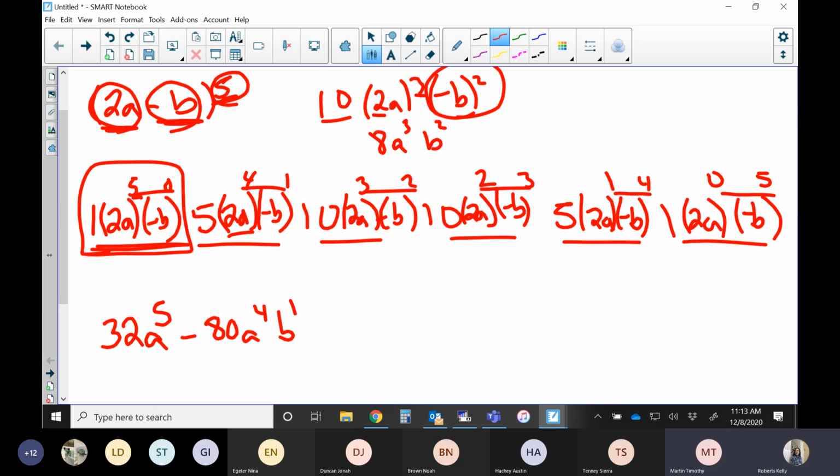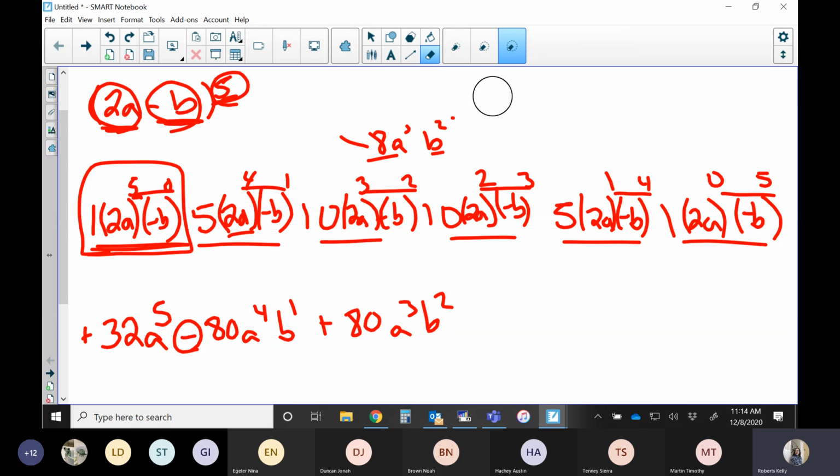So remember how this right here was a positive term? This was a negative term. This term right here is going to be positive because I have a 10, a positive 8, and a positive b squared. Do you get what I mean by that? Yeah. So this is going to be 8 times 10, which is 80, and then a cubed b squared. Okay, that makes sense.